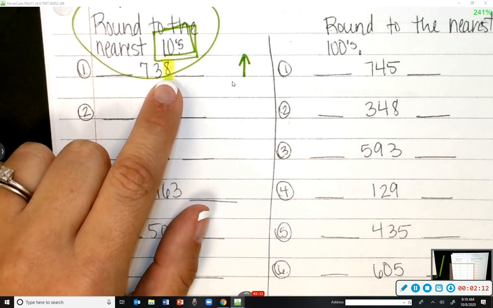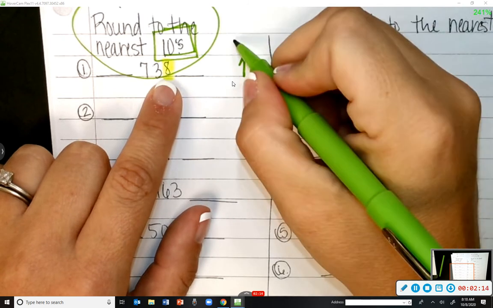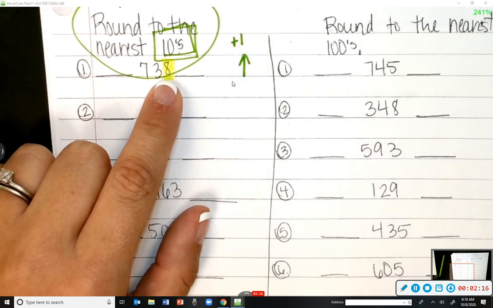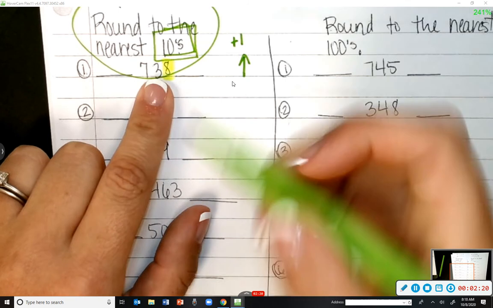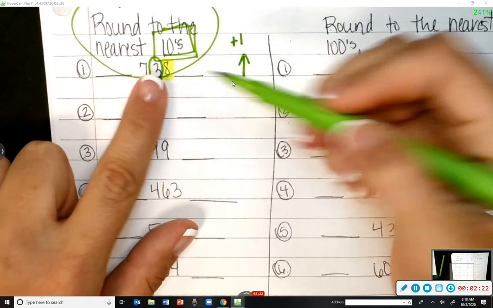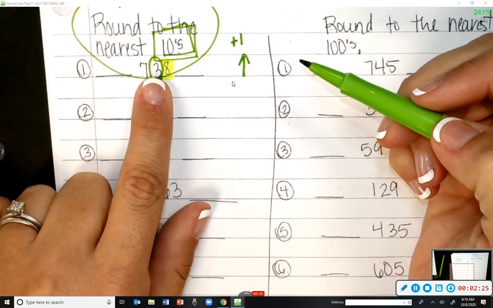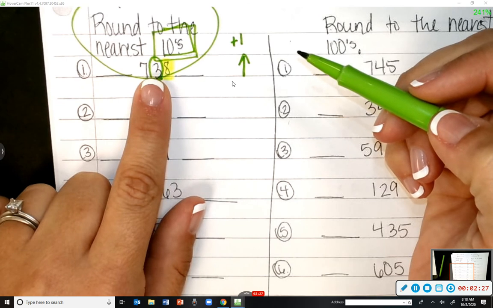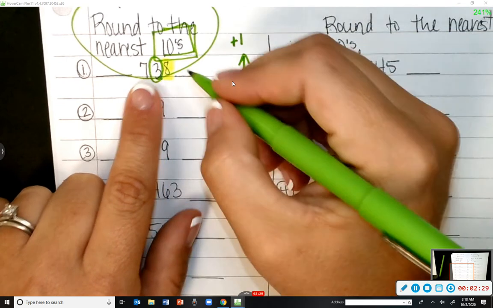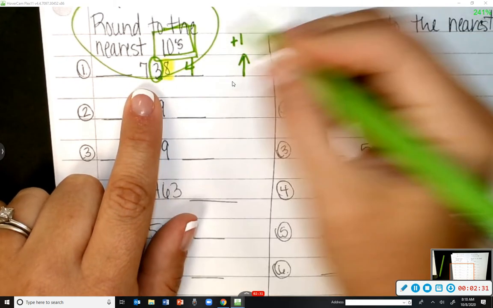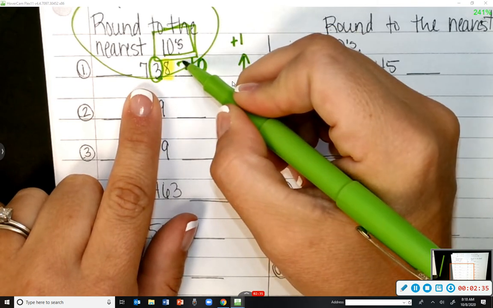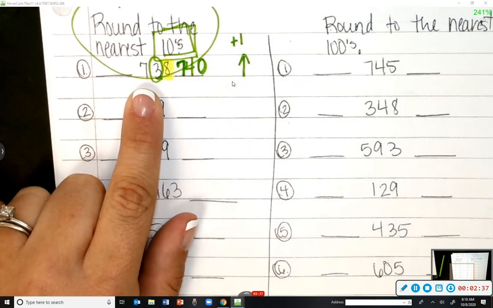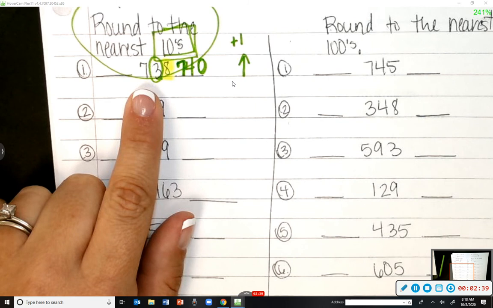Now when you round up, you're going to add 1 to the tens place or whatever place you're rounding to. Okay? Since I'm rounding to the tens, I'm going to take that 3 and add 1. So what does that 3 become? 4. Okay? So the numbers behind become a 0. The numbers in front stay the same. Okay, so it rounds up to 740.